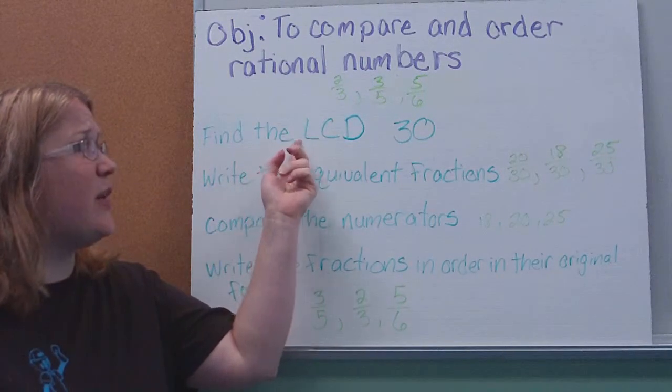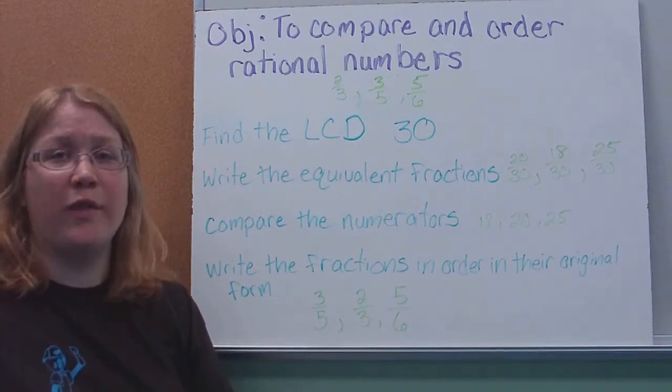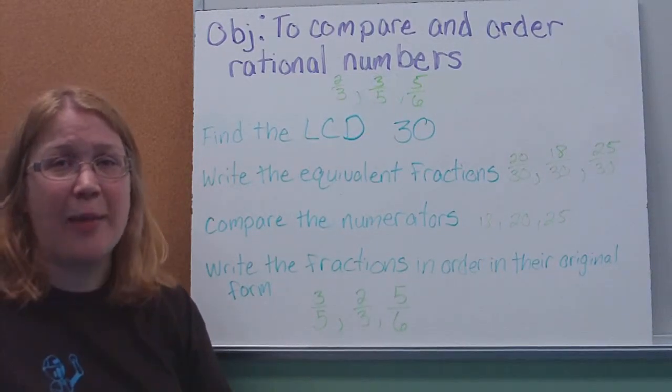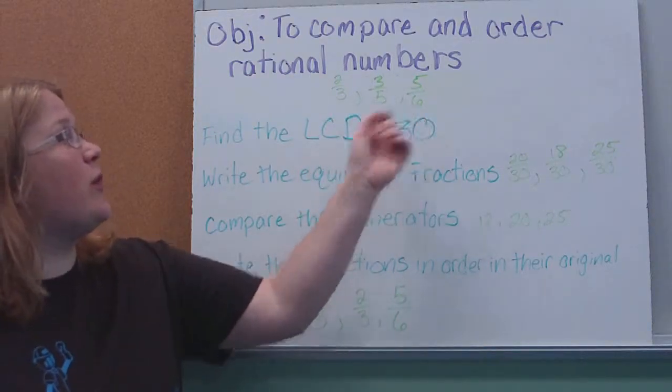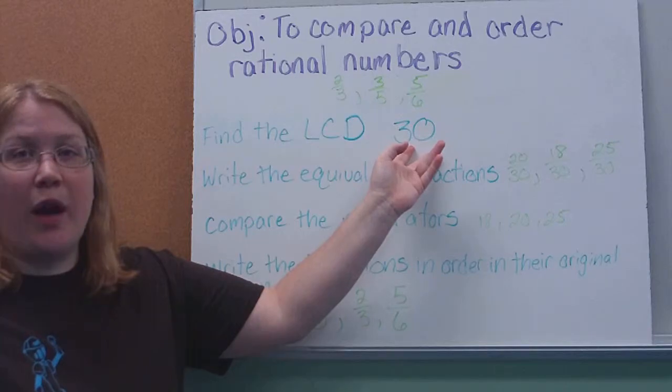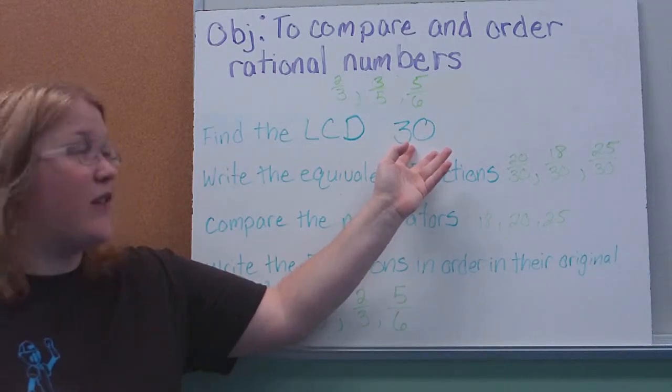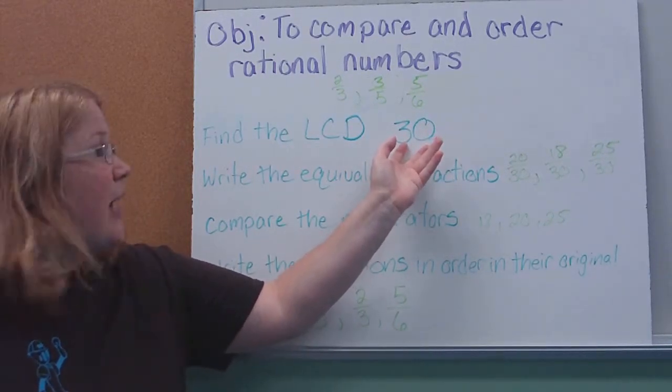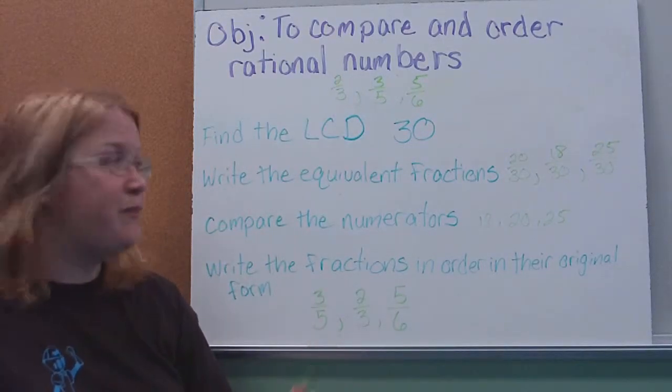So the first thing I need to do is find my LCD. You'll recall from the last lesson that means least common denominator, which would be my least common multiple of my denominators. So I've already done that for you. If you've forgotten how to do that, watch the last video. The least common denominator is going to be 30.